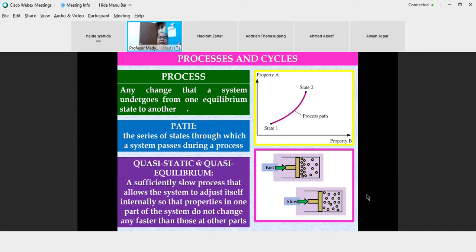So in thermodynamics, a process is known as the change of a system from one equilibrium state to a second equilibrium state. So from a room temperature of 22, now it's about 24 because I didn't switch on the air conditioner in my study room. So it is state 2 now. So the process of walking is known as the path. In other words, what do we mean by path in thermodynamics? Path means the series of states through which a system passes during a process.